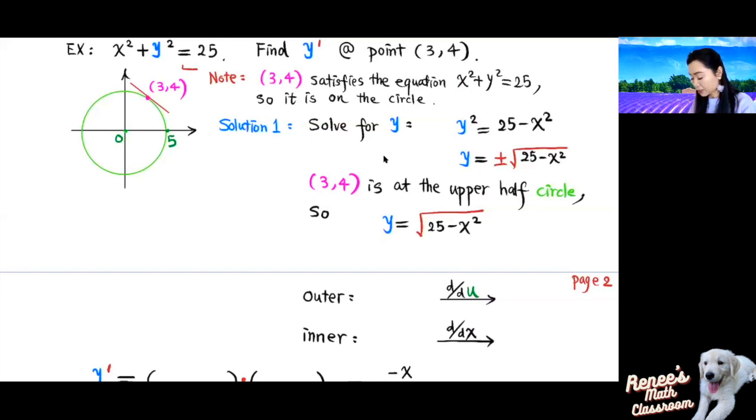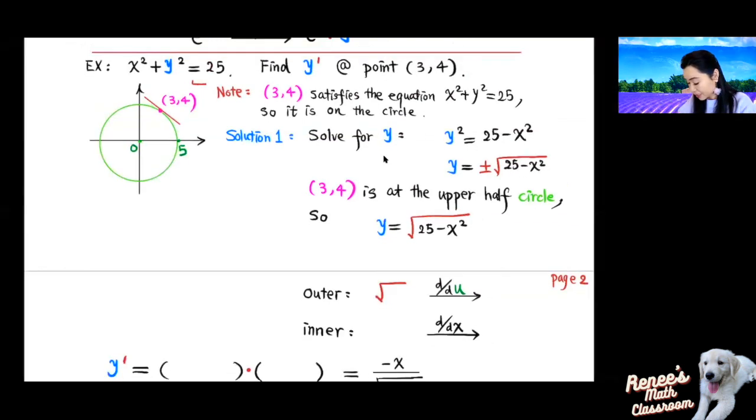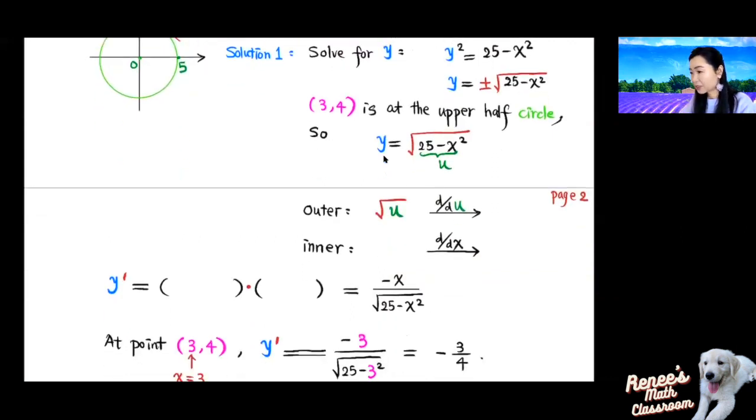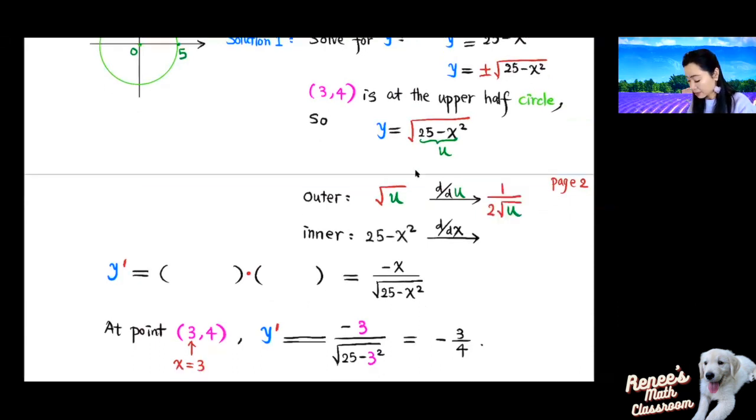So the outer function is the square root function. Think about this inside here as u, okay? So the outer function is the square root of u. Differentiate that with respect to u, you can remember, right? We use it as a formula now. We did it many times. So it's 1 over 2 square root of u. The inner function is this u equal to 25 minus x squared. When you differentiate this inner function with respect to x, we get negative 2x.